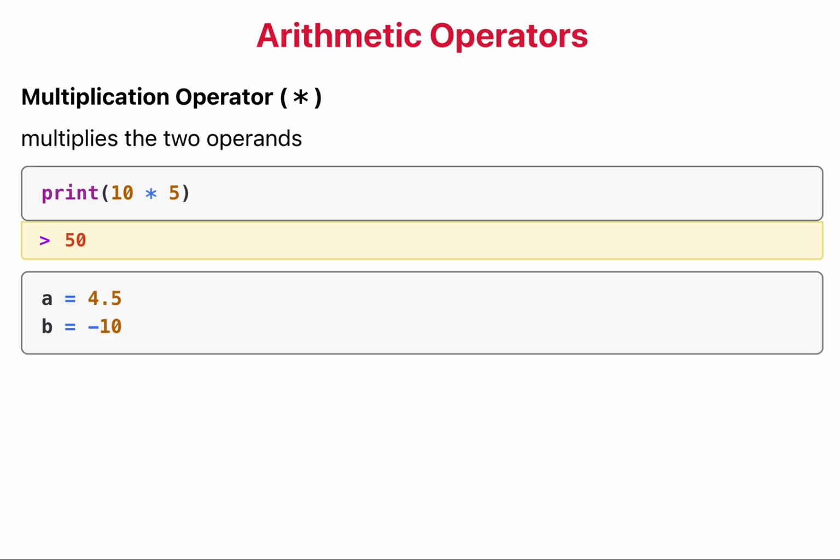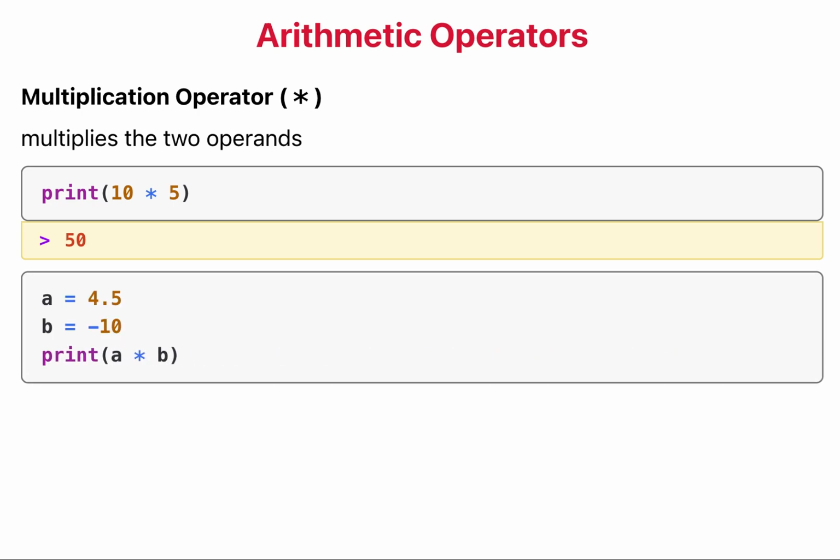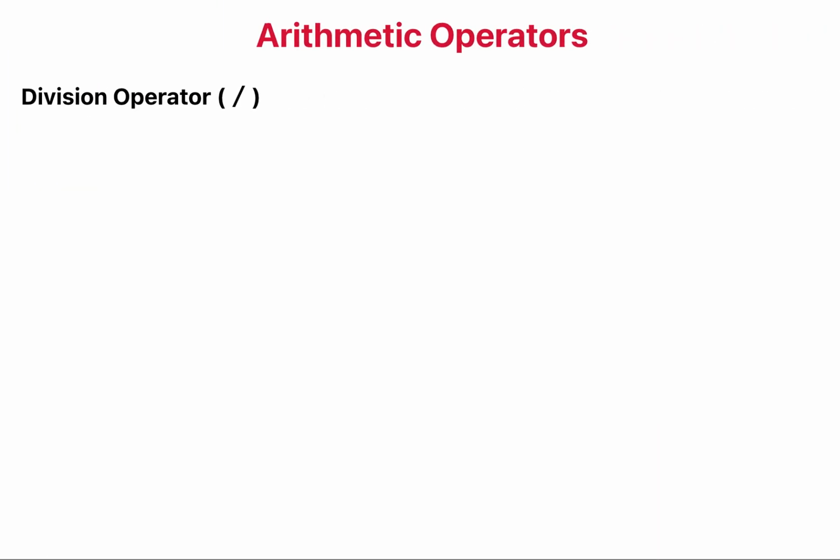In a similar manner, when we multiply 4.5 with negative 10, the output returned is negative 45.0. Please note that the multiplication of two integers is an integer. However, if any of the operands is a floating point number, then the result of the multiplication is also a floating point number. The division operator, represented by a /, divides the first operand by the second operand.